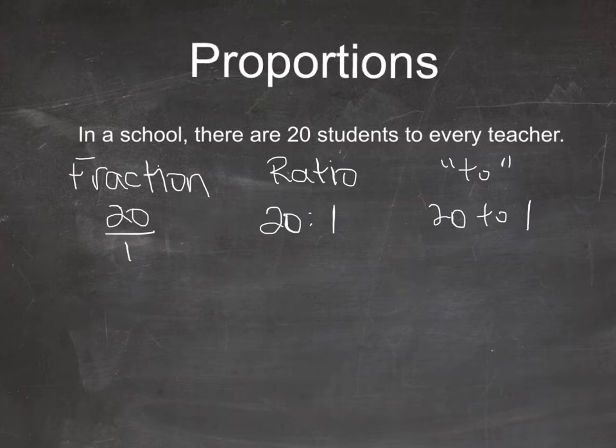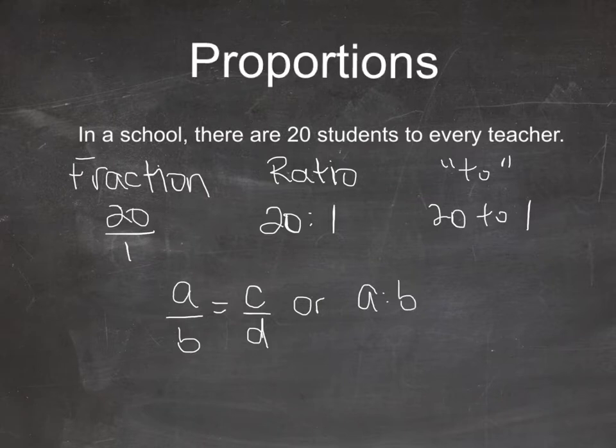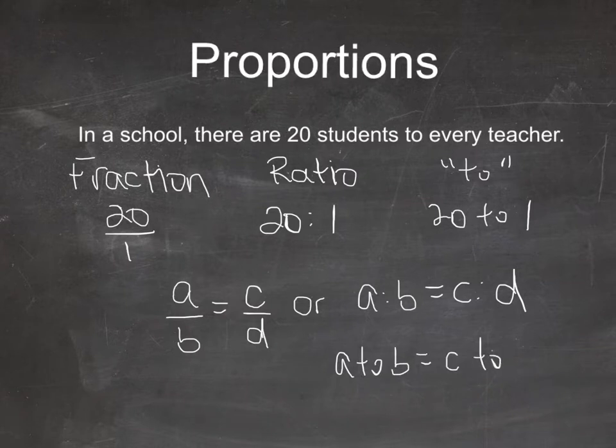So there's different ways that we can represent proportions, and proportions are when we have two equivalent fractions. So in general, something like A over B equals C over D, or I could have equivalent ratios. A to B is equal to C to D, or with words as well. So A to B equals C to D.